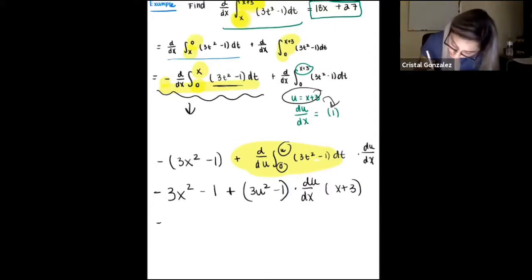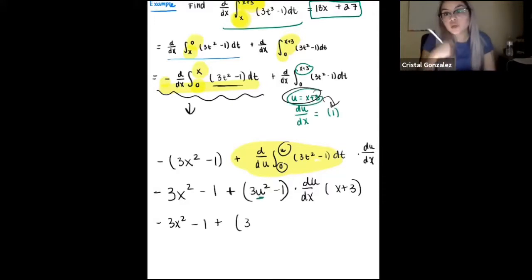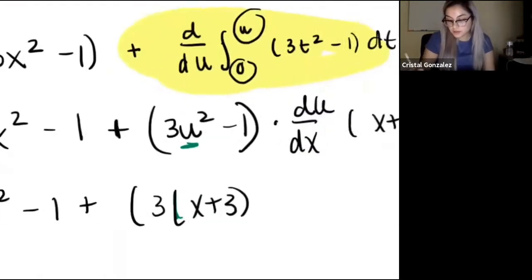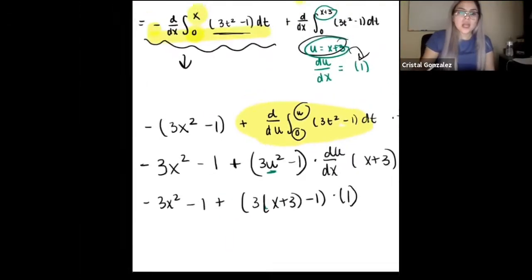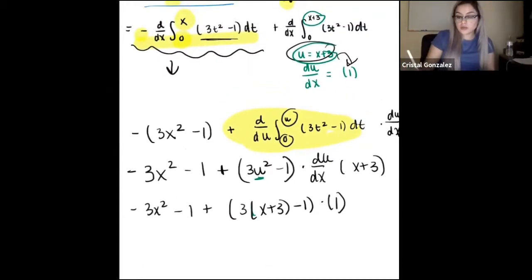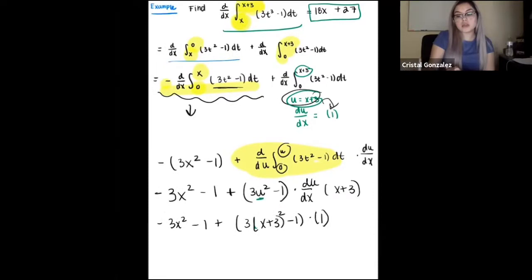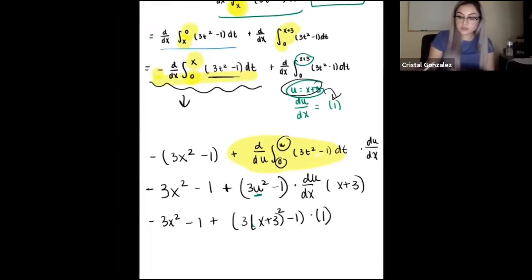So this is going to be negative 3x squared minus 1 plus, and now for that u value, I'm going to substitute what we let u equal, and that's going to be 3 times x plus 3 squared minus 1, and then times this derivative, which is just 1. And now we're basically done. Oh, and I forgot a squared value here. All we have to do now is just simplify, because right now the answer is not matching the actual answer. So let's go ahead and do some simplification here.